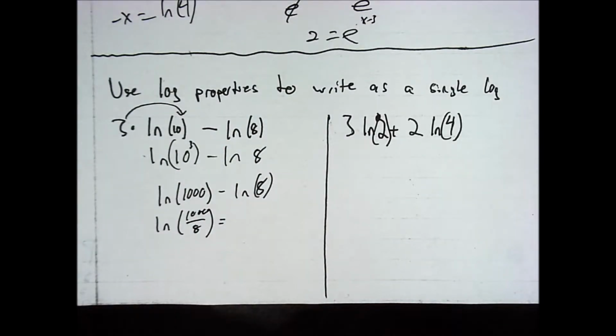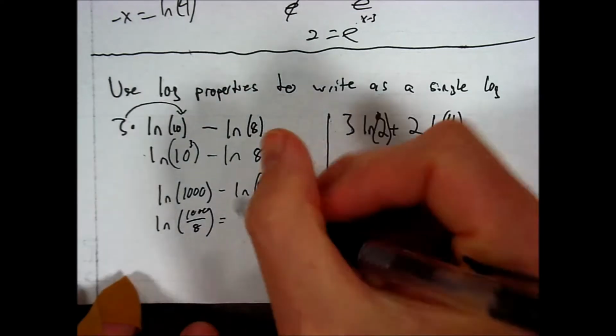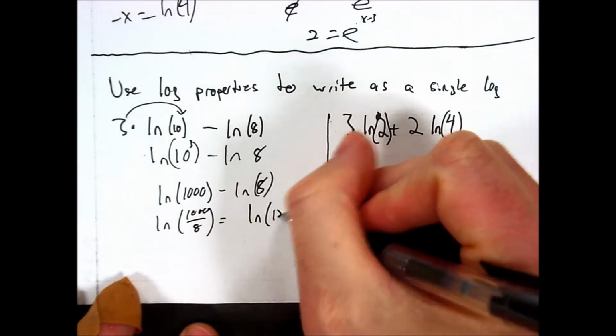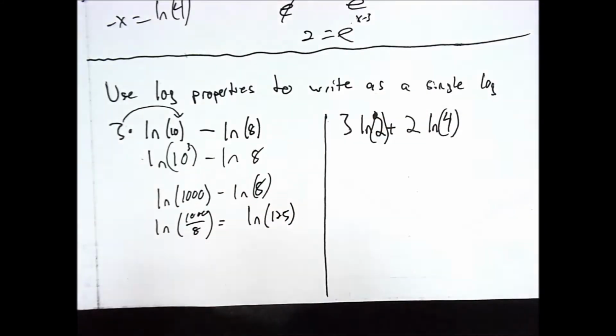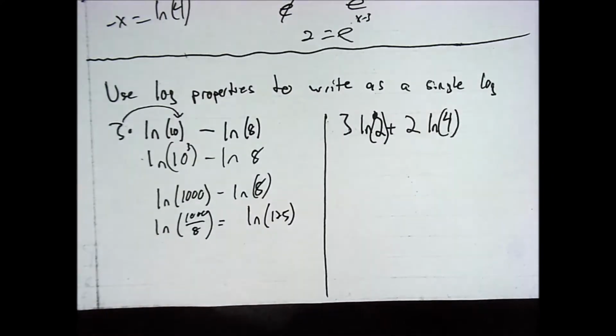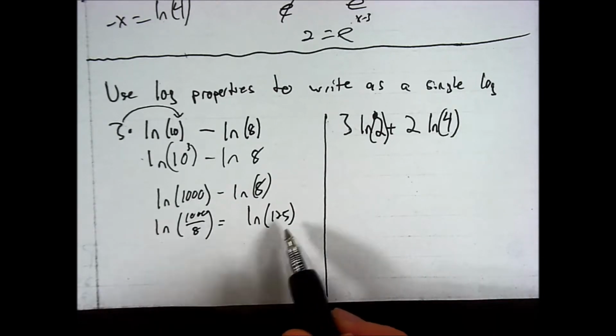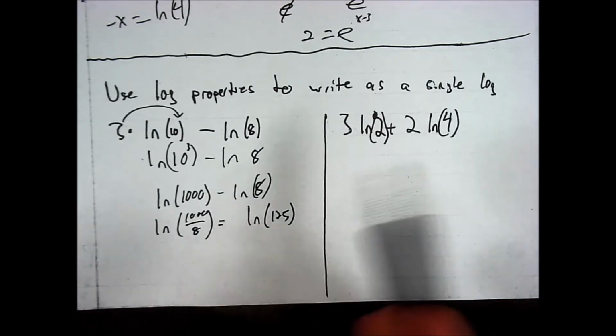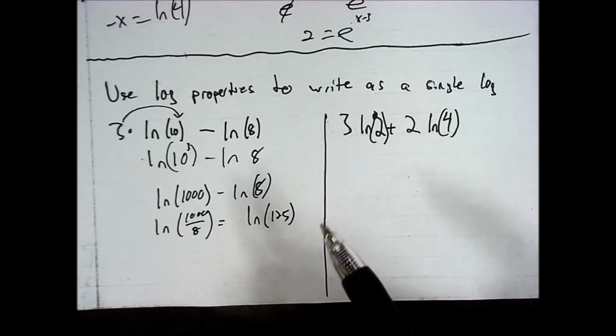And 1,000 divided by 8 should be 125. Now this is a tricky one right here, because you think you're done. I think I'm done. This is a tricky one that you have to watch out for from time to time with the book. Is your answer done, or could this be simplified? Because now we're down to one log, but could this one log be simplified?